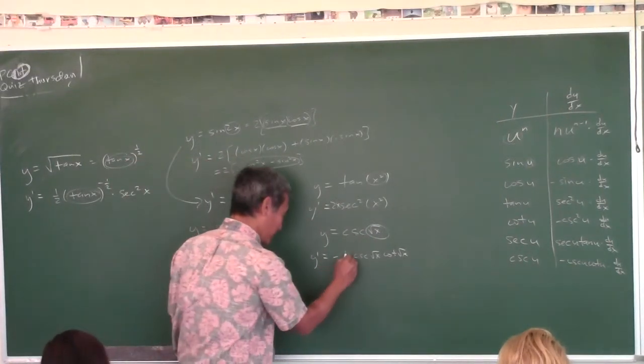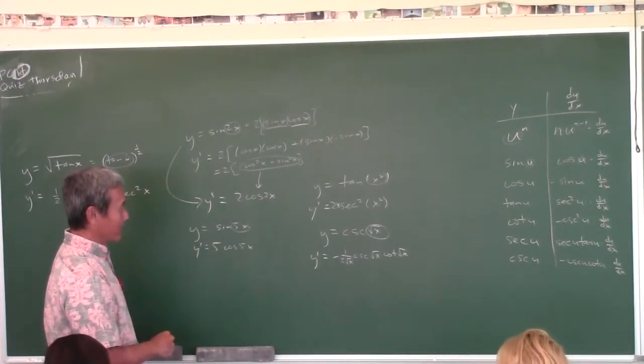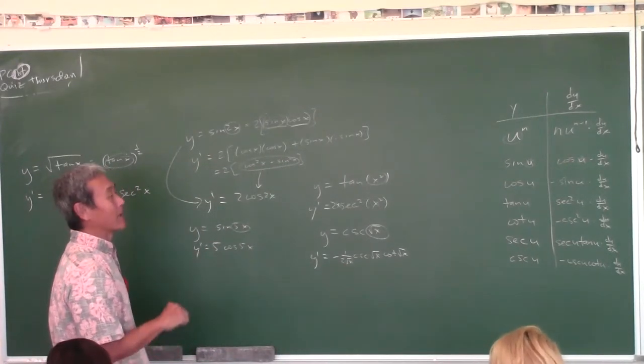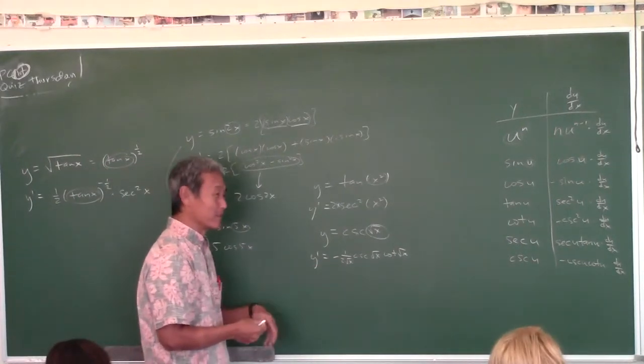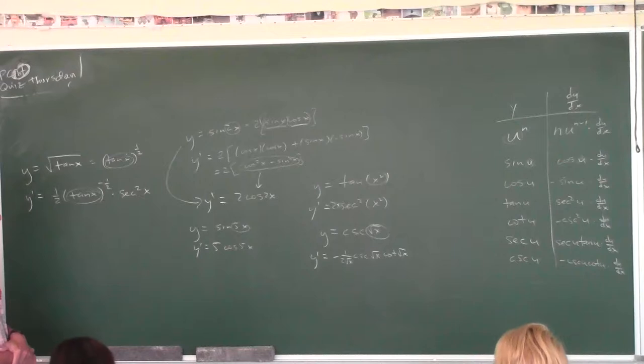But we like to write it like this, yeah? Isn't that the same thing as 1 half x to the negative half? I don't care which way you write it. I like to write it like this. If you'd rather write 1 half x to the negative half, that's the same thing.